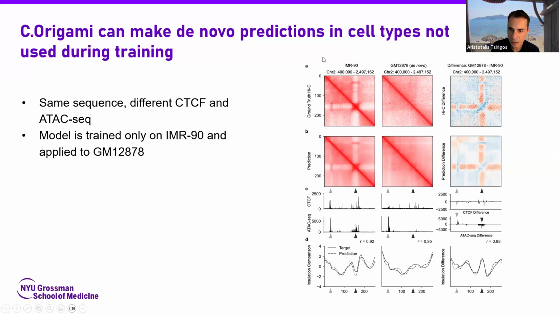Basically, what you see here is one cell line on the left-hand side, a different cell line in the middle, and their difference on the right-hand side. And what you see, again, on the right-hand side is the actual ground truth as measured by Hi-C difference compared to the prediction. And again, you can see that even small details and structures are captured in the prediction.